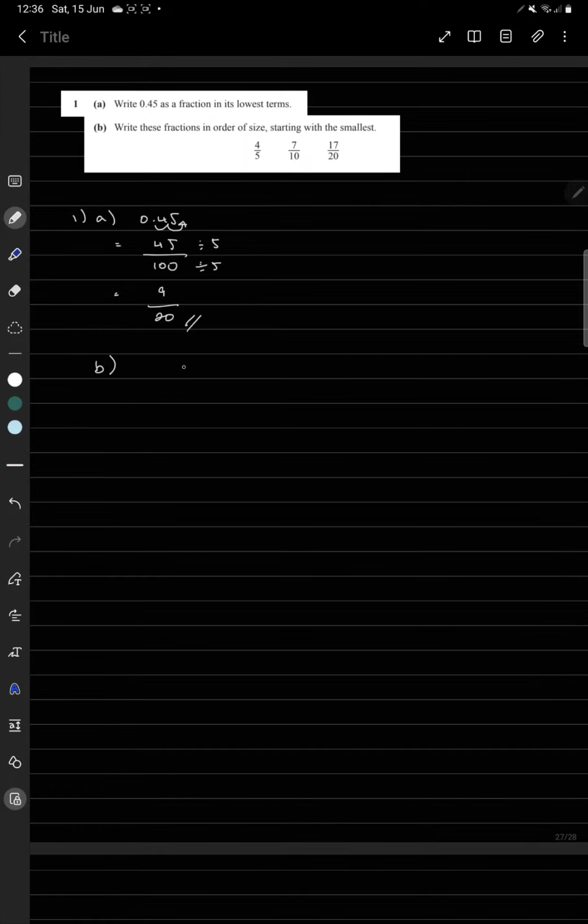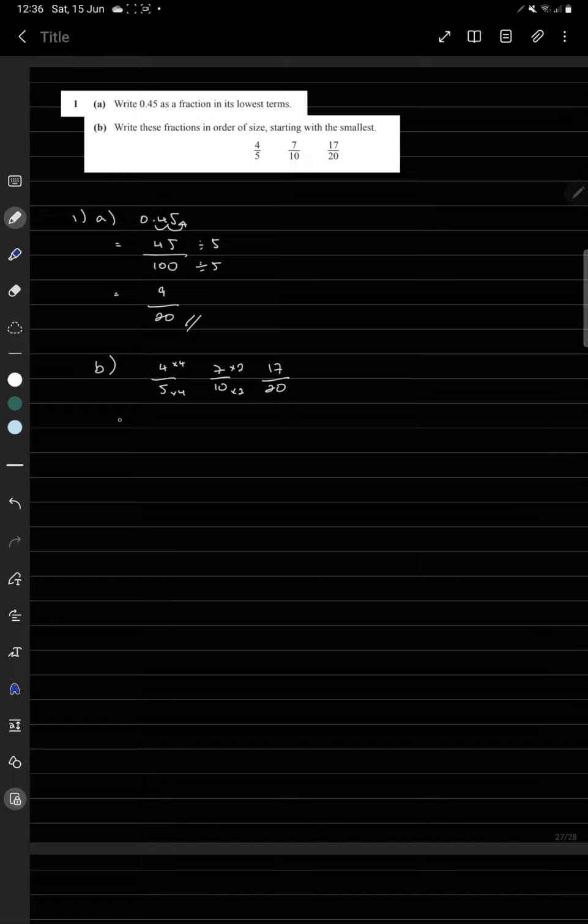the smallest. So the problem right now is that all of the denominators are not the same, so we cannot say 4 is smaller than 7, 7 is smaller than 17. What we're going to do here is we are going to make all of these into the same denominator. So the largest that we can see is 20, and we can get 5 to 20 and also 10 to 20. So I multiply this by 4. I'll multiply the second fraction by 2.